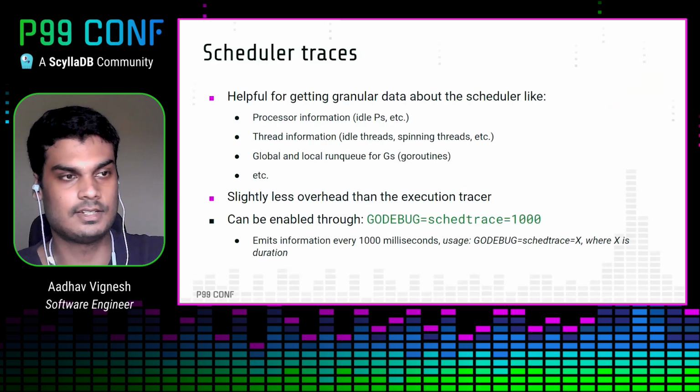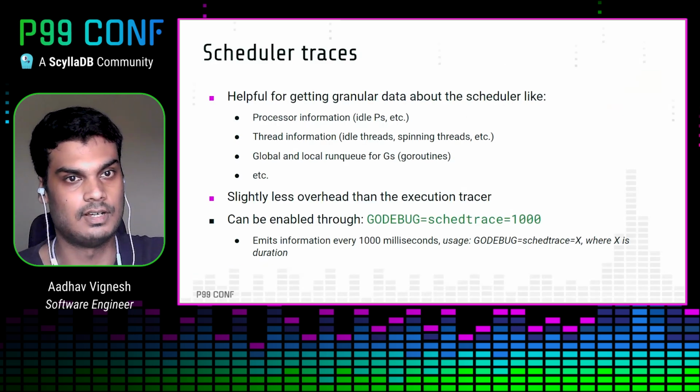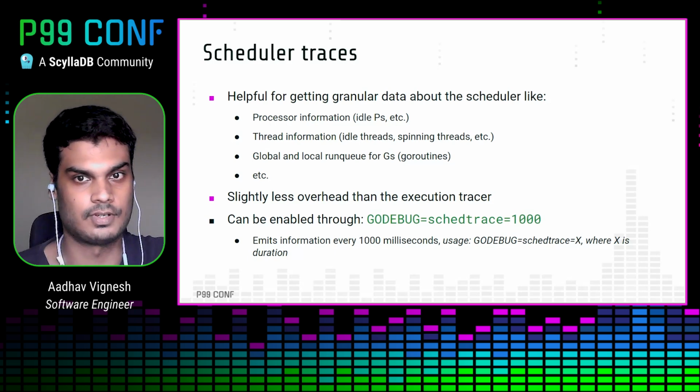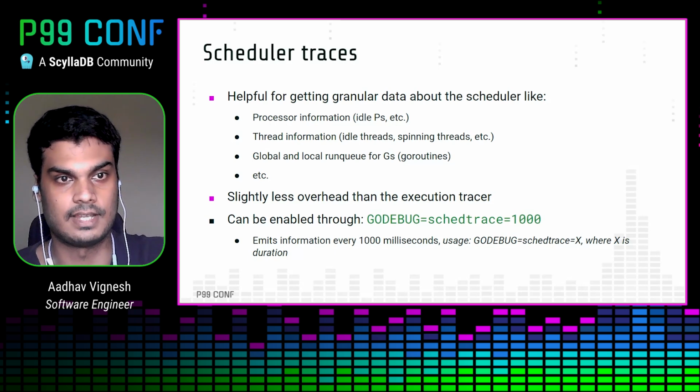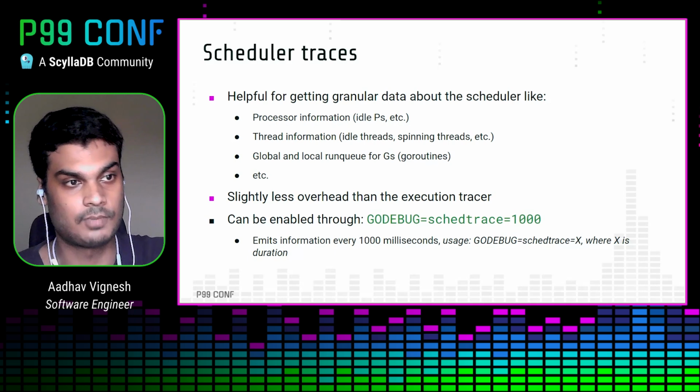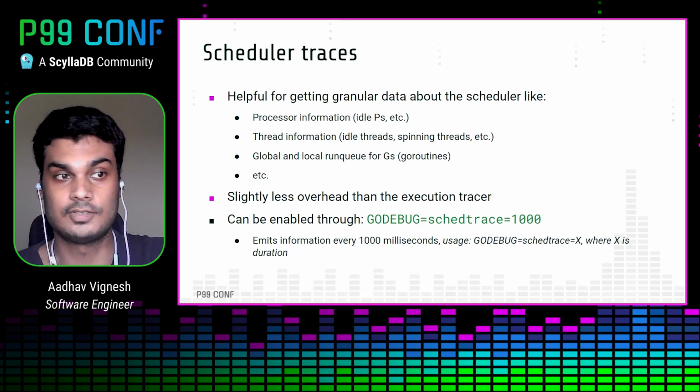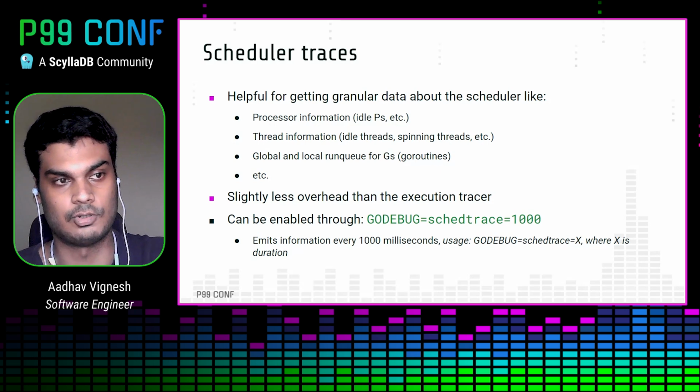And there's another type of traces which you could get, which are the scheduler traces, and you could obtain them in a similar fashion, just like the GC traces. And they are pretty helpful for getting granular information like processor information, thread info, and you could also get information about the global and local run queues.